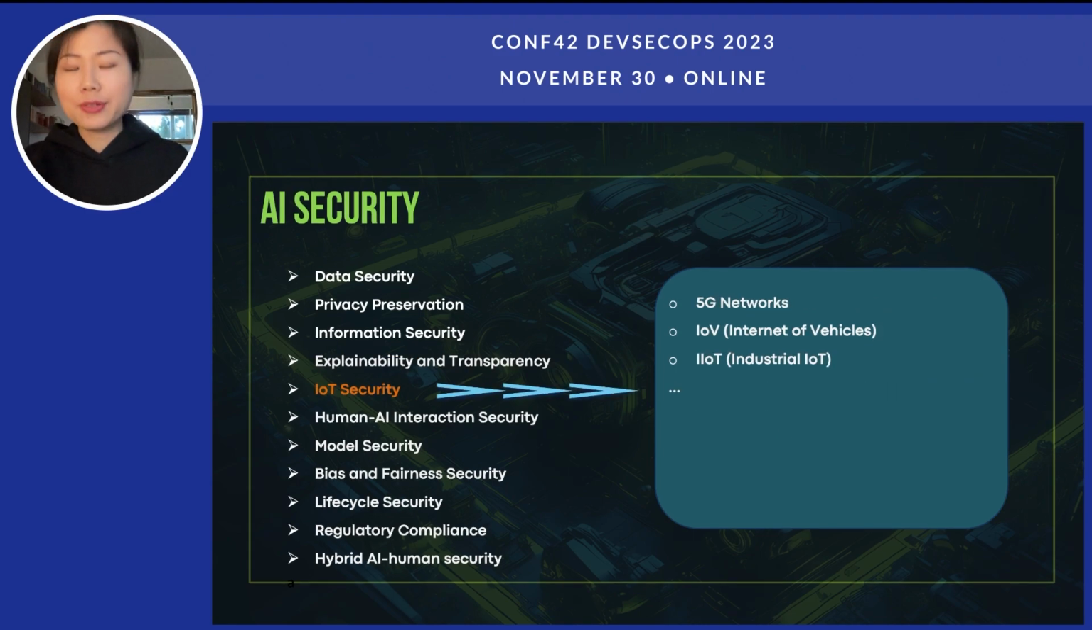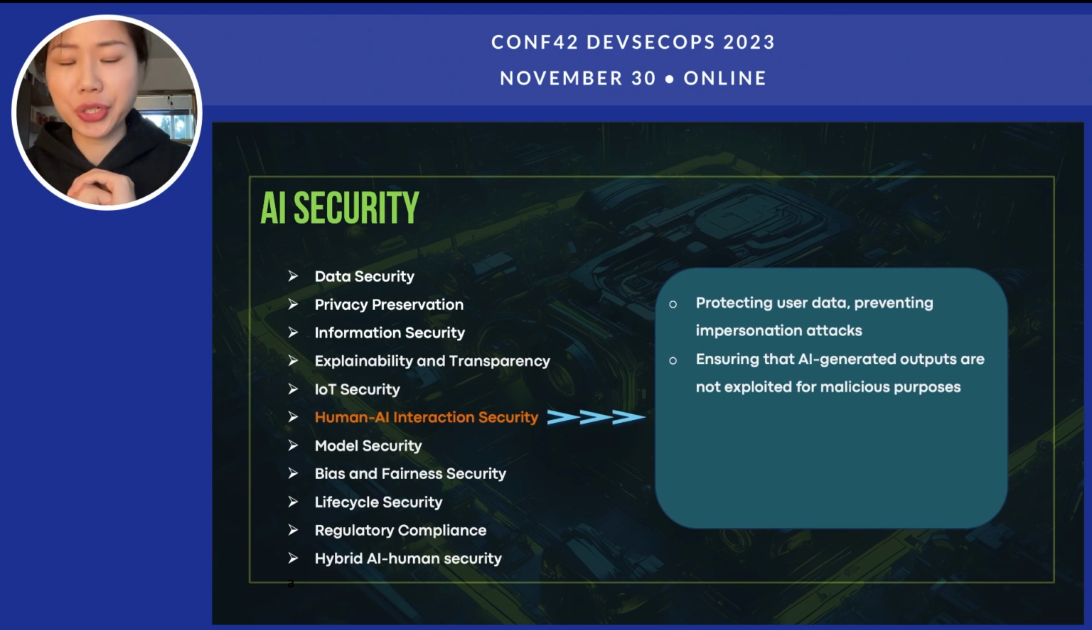And then IoT security, like 5G networks, self-driving, and the IoT. We definitely do not want AI to attack us, right? It is so terrible. And human-AI interaction security, like protecting user data, preventing impersonation attacks, and ensuring that AI-generated outputs are not exploited for malicious purposes.